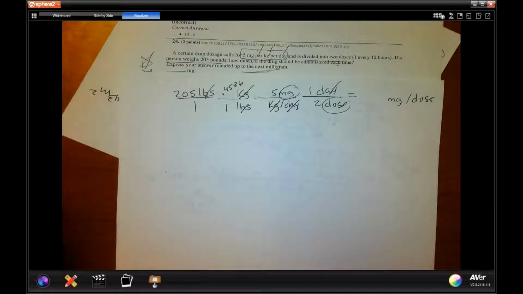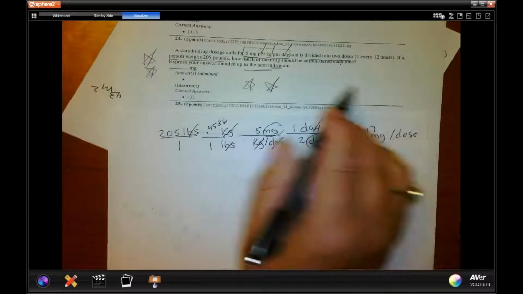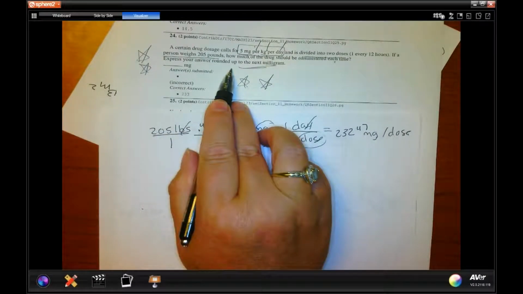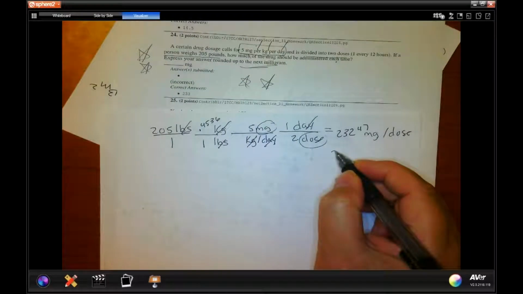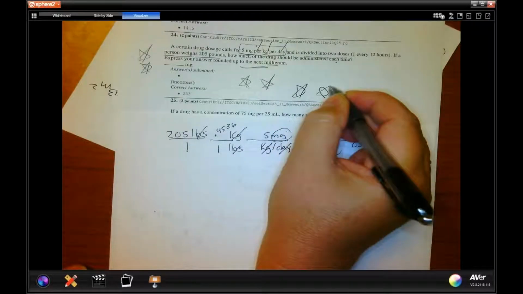So 205 times 5 times 0.4536 divided by 2 is 232.47. And this is another case where it's not rounding to the nearest, it's rounding up. So we get 233 milligrams per dose. Okay? Like I said, always on the test.